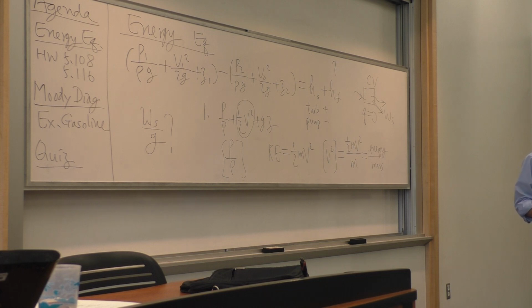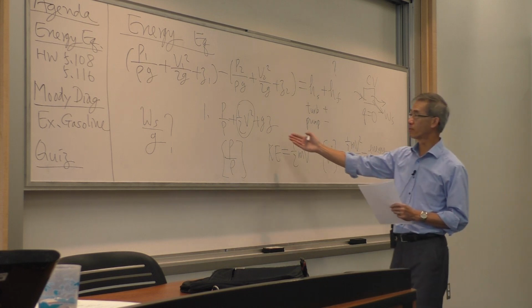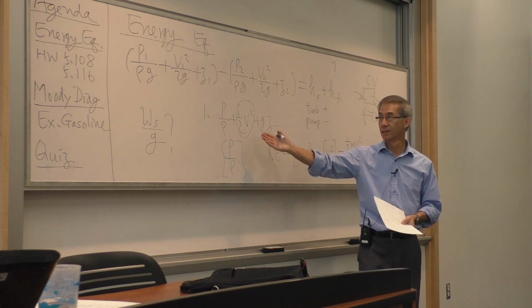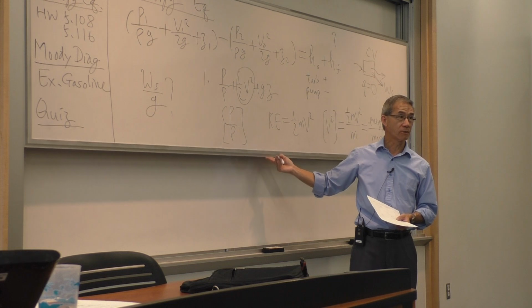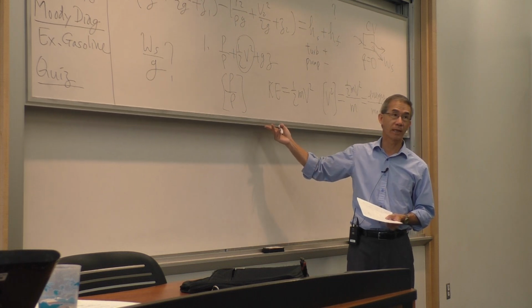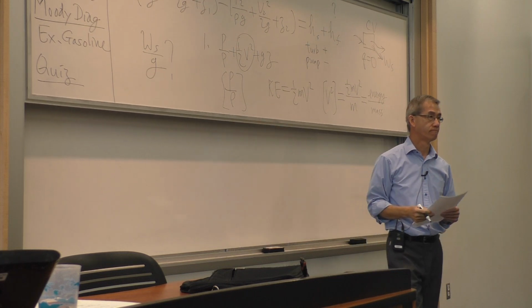Okay? So the potential energy can be read as potential energy per unit mass. Kinetic energy is kinetic energy per unit mass, etc., etc. So you get it for part A. So the answer is none of the above.